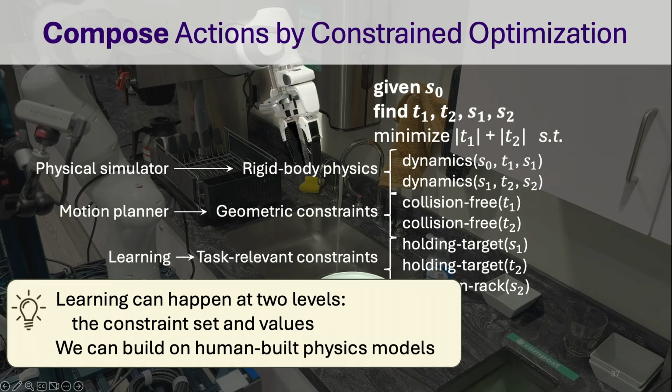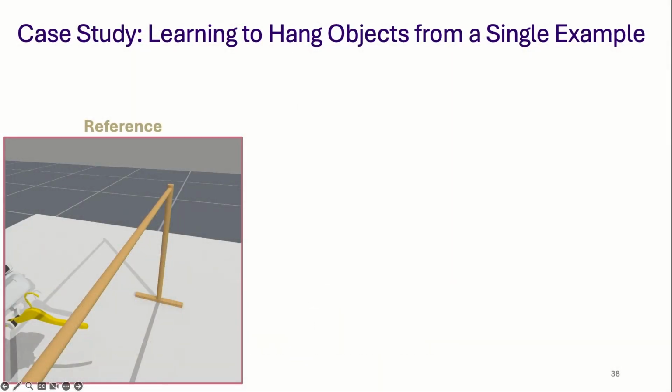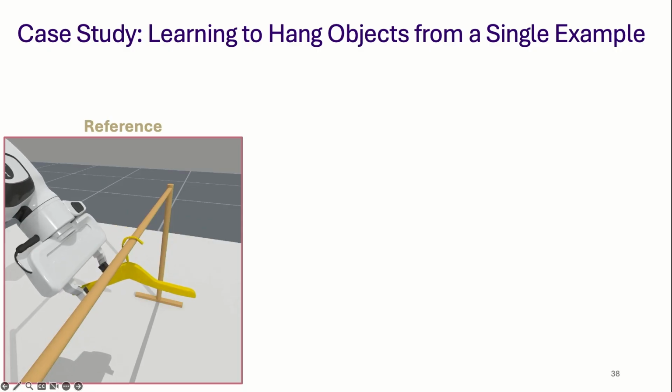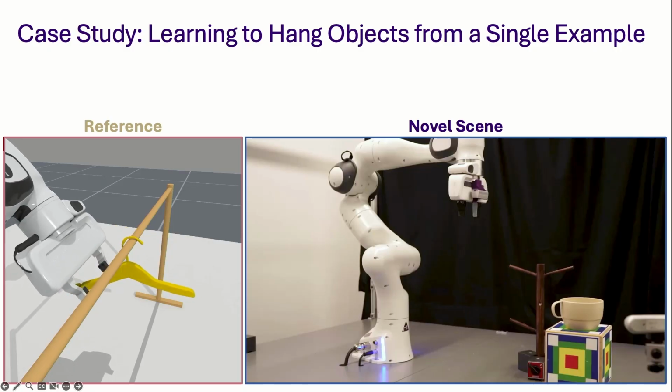To showcase this kind of framework in practice, I'm going to talk about a particular case study, which is how you can learn to hang objects from one single example. So let's say I have a reference video showing you how you can hang a hanger onto a rod. Now, I want you to apply the same skill to a different object, in this case a mug, and then onto a different object, which is a mug tree.